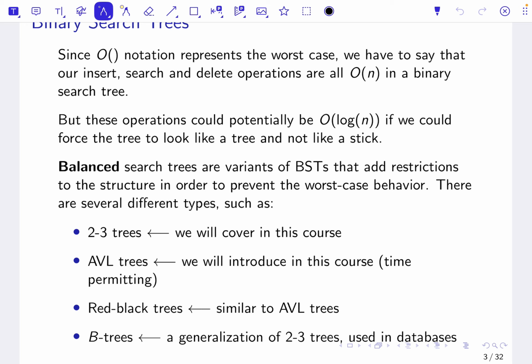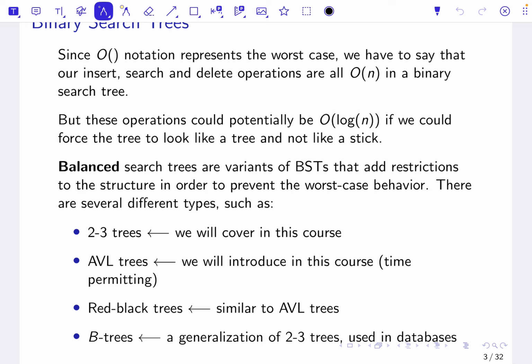We're going to look at 2-3 trees right away. And then there are some other trees that we might look at, some that we won't look at. 2-3 trees change up the structure of a binary tree. AVL trees have the same structure, but have restrictions on how to insert stuff. And then red-black trees and B trees, I'm nowhere near as familiar with. But I know that B trees are used pretty extensively in the real world for databases.